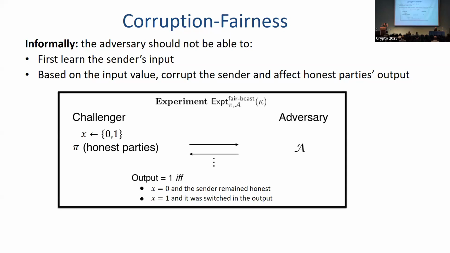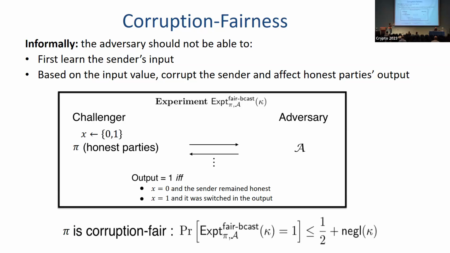More formally, we capture it in a game. So we have a challenger and an adversary. The challenger chooses a random bit and runs the broadcast protocol towards the adversary. The adversary can adaptively corrupt parties and play with the challenger. At the end, the adversary wins if A, the input bit is 0 and the sender remained honest, or B, if the input bit is 1 and all of the honest parties output 0. So one way to do it is to corrupt the sender and change its input. And we say that a protocol satisfies this property if for any adversary, the success probability is roughly 1/2.